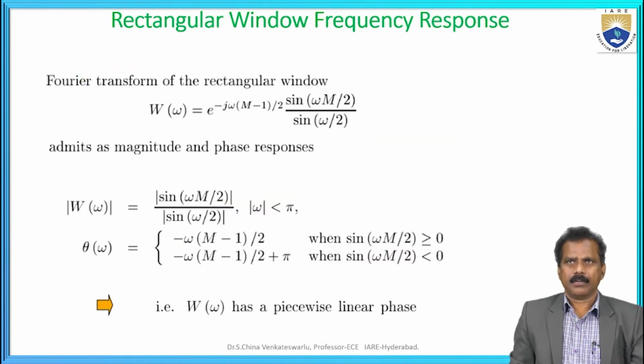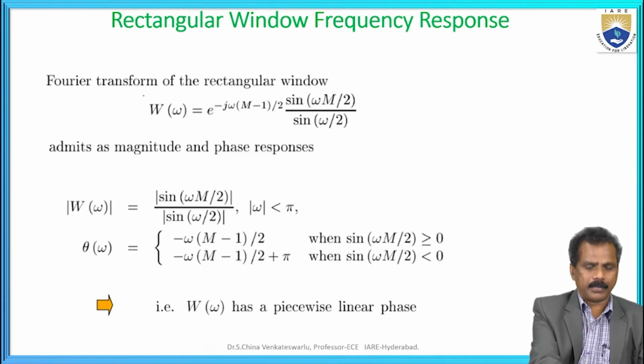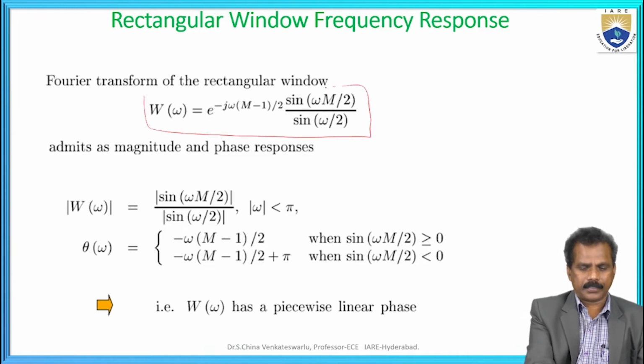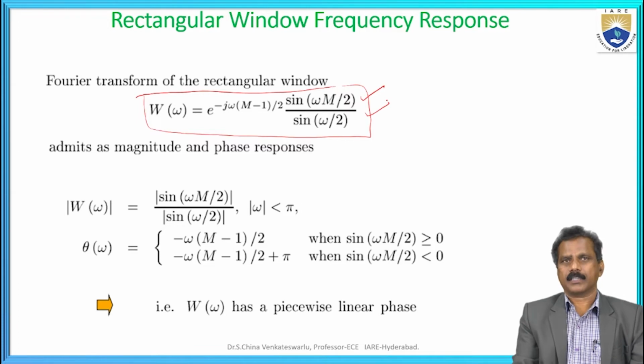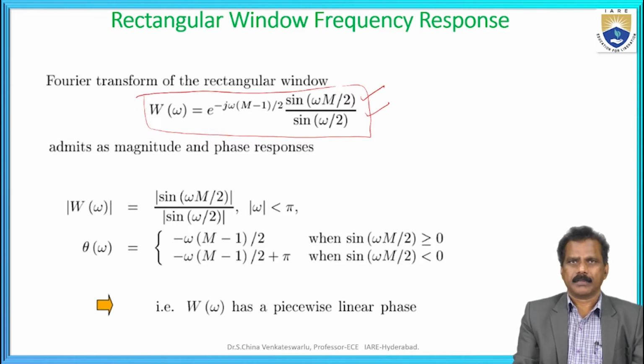Yeah, rectangular window frequency response. How are they calculating the frequency response? The Fourier transform of the rectangular window, W of omega, we have just verified. It is followed by, as per the truncation effect, applying the Fourier transform of the rectangular window, which gives the magnitude and phase responses.